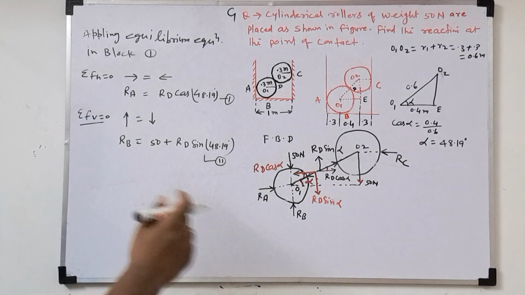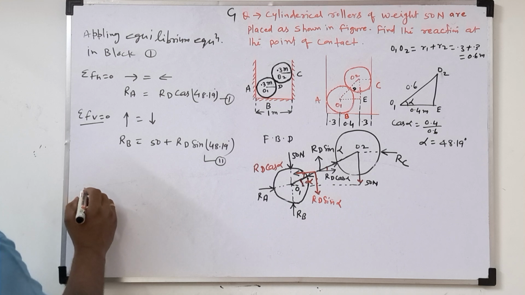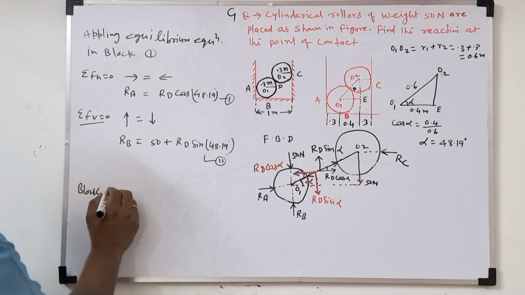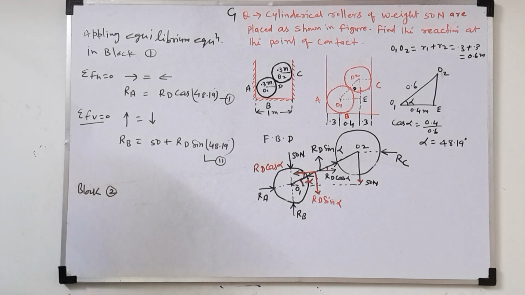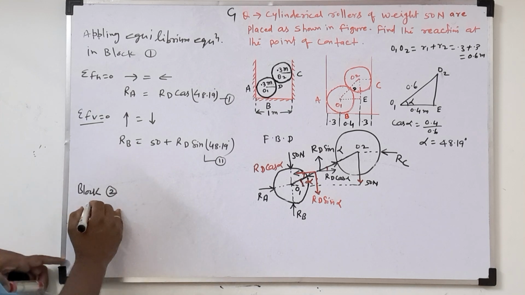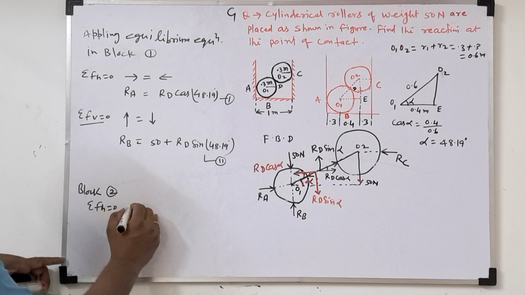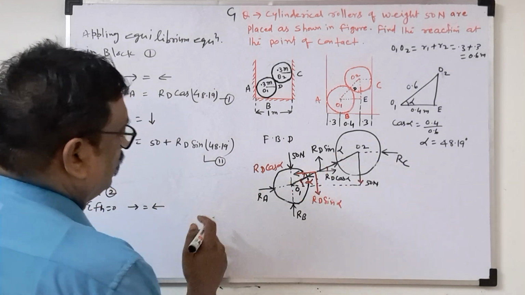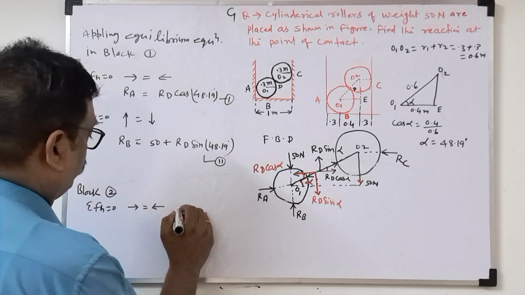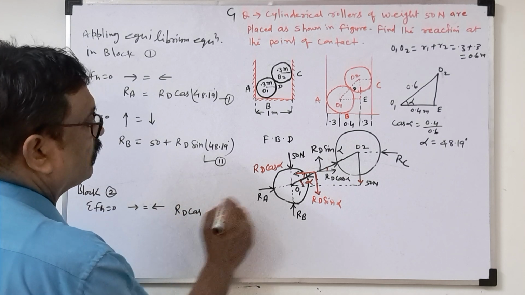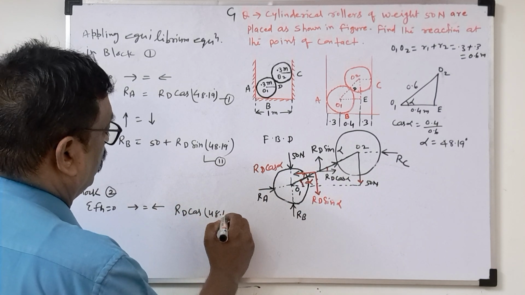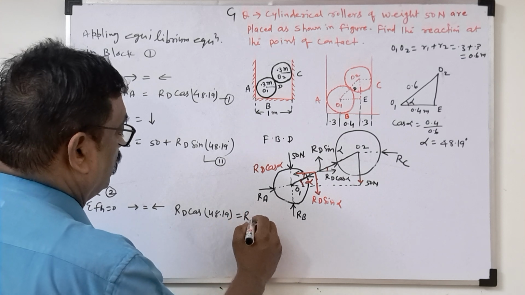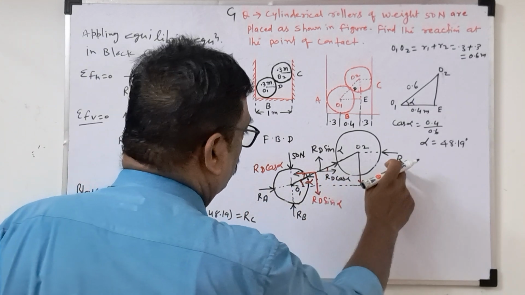Okay, now we'll go to block 2. Again, what will we write? Total horizontal force equals 0. So here also leftward force is equal to rightward force. Rc equals Rd cos alpha, where alpha is 48.19. So this force equals this force. This is equation 3.